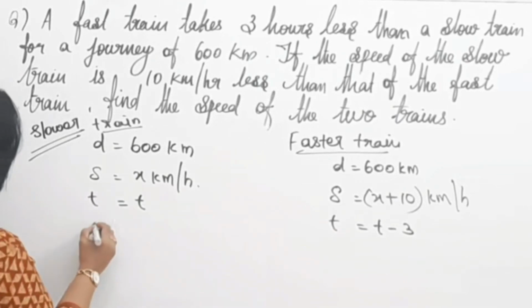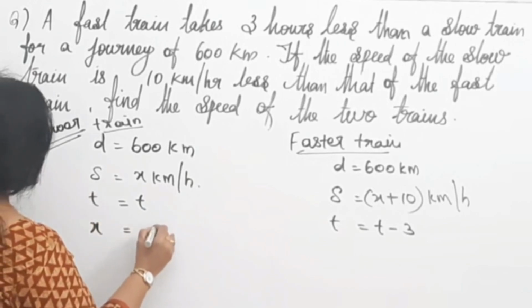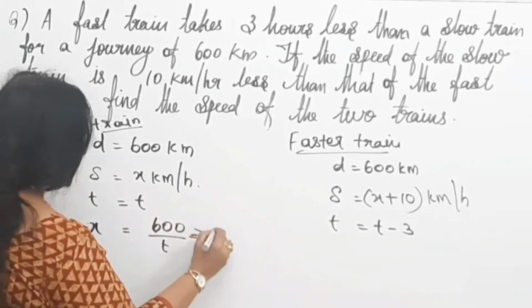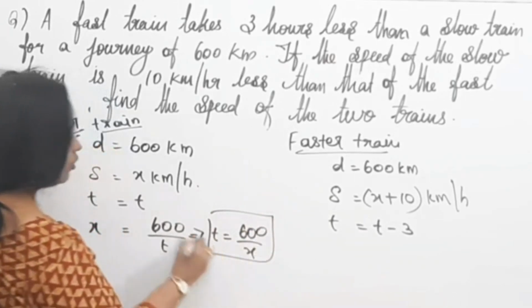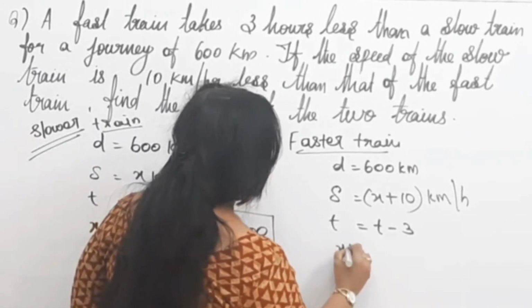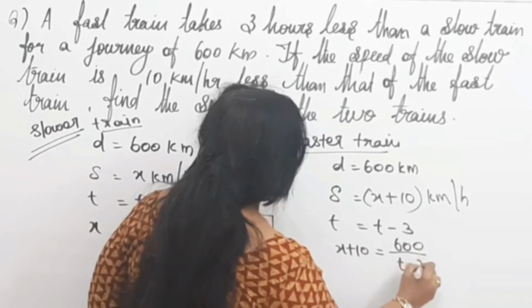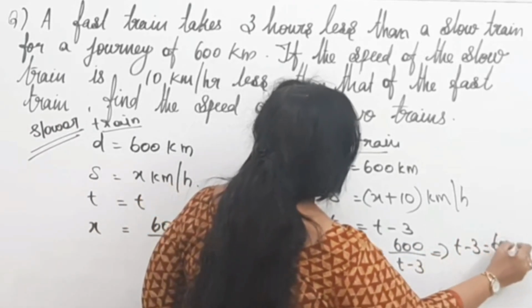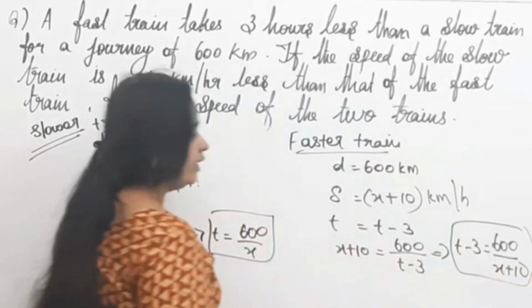Now, I know that speed is equal to distance by time. So, x is equal to distance, which is 600 divided by t. That implies t is equal to 600 divided by x. So, I got the time. Now, for this case, I would have x plus 10 is equal to 600 divided by t minus 3. That implies t minus 3 is equal to 600 divided by x plus 10. So, this also I got.